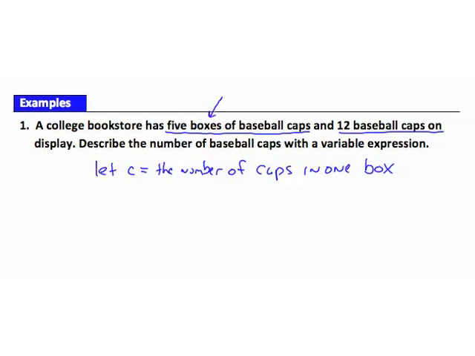Okay? So now that we've defined our variable, we're ready to write a variable expression. So C was the number of caps in one box. How many boxes did we have? We had 5 of those boxes. So I would go like this. I would take 5 times C. That would take care of the number of caps that are hidden away in these boxes. And then I want to add to that the 12 caps that they have out on display. So to describe this situation, we would use the variable expression 5C plus 12.